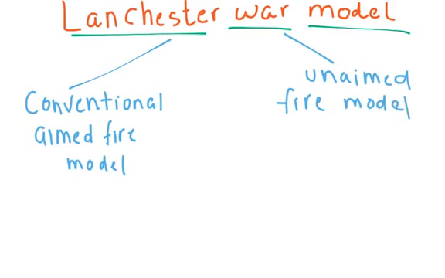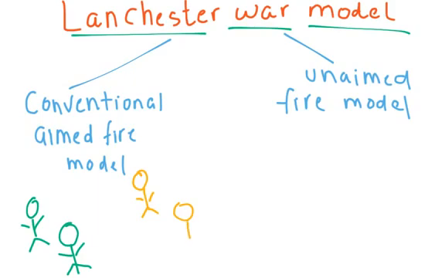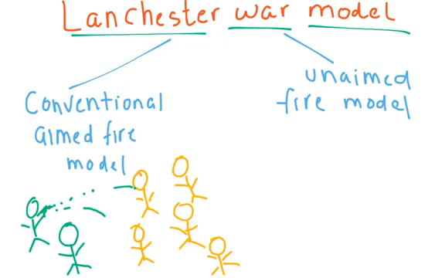In the conventional aimed fire model, a shooter is directly targeting an enemy. So let me explain this better with the help of a diagram. Suppose we have two armies, a green army and a yellow army. So in this model, when this shooter will kill this one, afterwards he will move on to the next enemy and then to the next and so on.